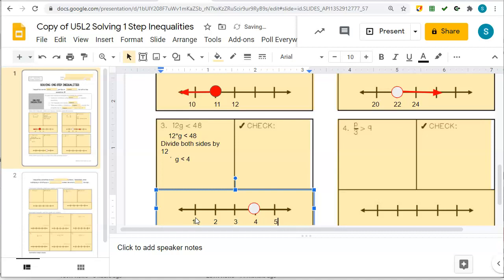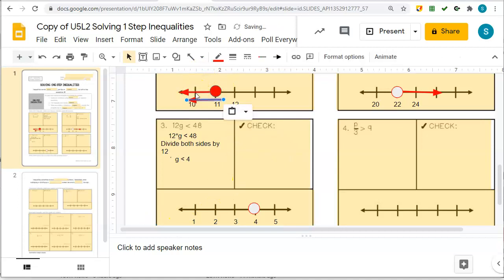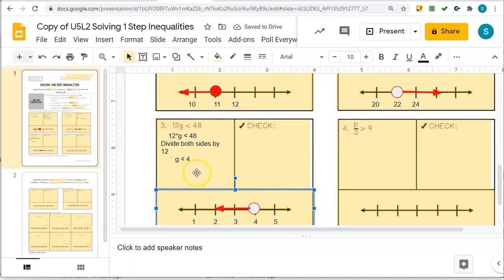And then we need g values less than 4, so we need an arrow pointing down. And there we go. Again, you can check your answer, so let's pick a number like 0. 0 is less than 4. 0 times 12 is 0, which is less than 48. So we can check it and see that it works.